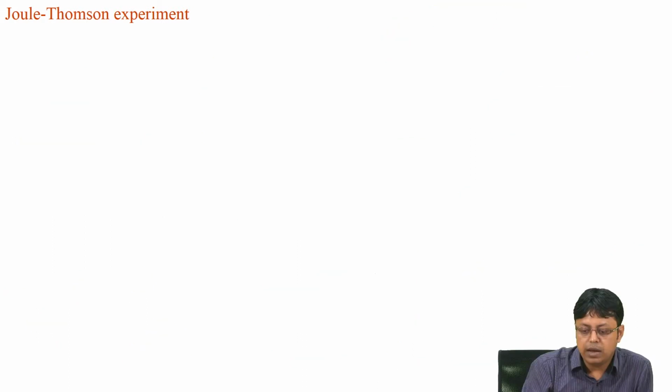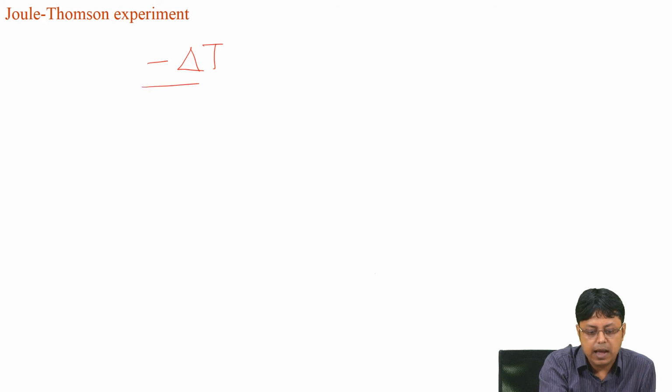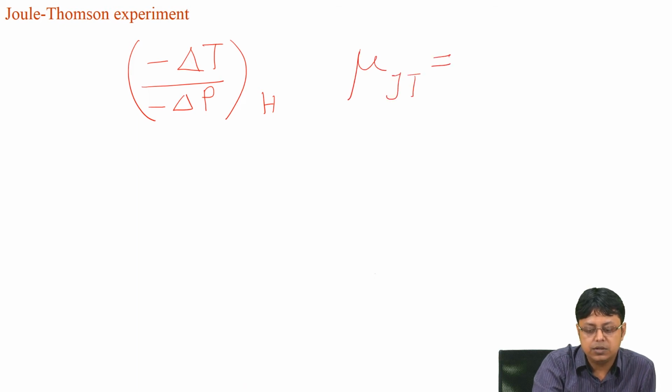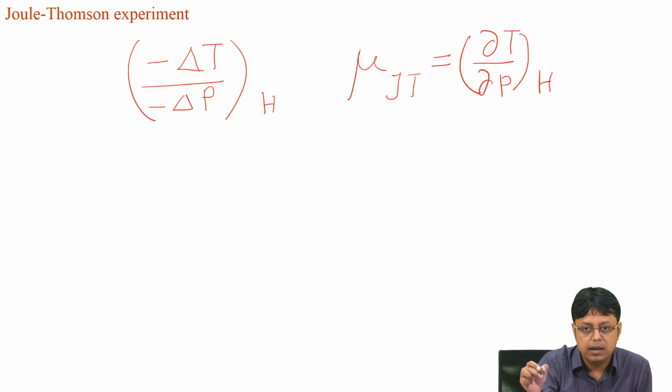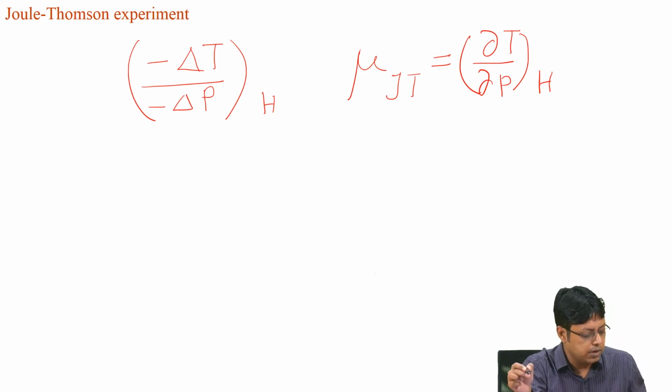So what Joule and Thomson measured is the associated temperature drop, which is minus delta T, as a function of the associated drop in pressure at a constant enthalpy. So they defined a term which they called mu JT, which is known as the Joule-Thomson coefficient, and defined it as the change in temperature as a function of pressure for a constant enthalpic process, which was carried out or measured in their experiment.